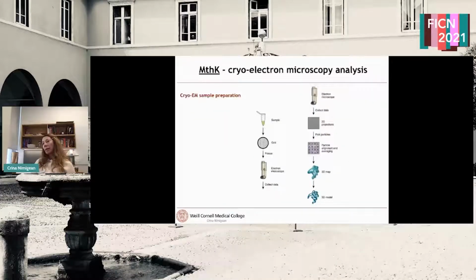So what we did with it is we take a few microliters of this liquid sample, right? And we put it on a grid. We plunge freeze the grid, so we freeze it fast in liquid ethane, and then we put it into an electron microscope. We collect the data, a bunch of 2D projections of this grid, and then we pick all the particles from the grid. We align them, average them, classify them, and obtain a 3D map of these particles, and then we fit it with a 3D model.